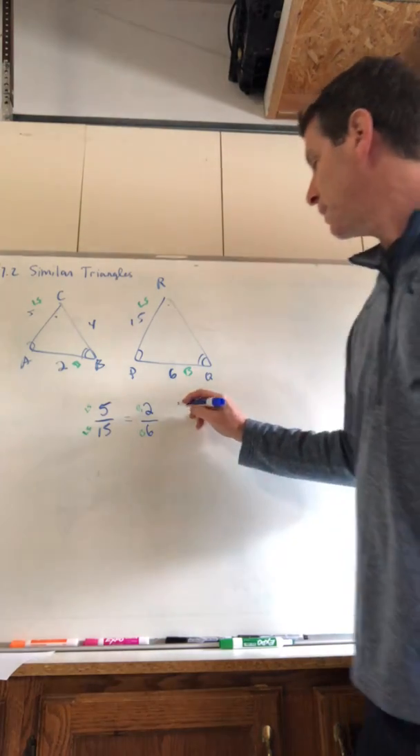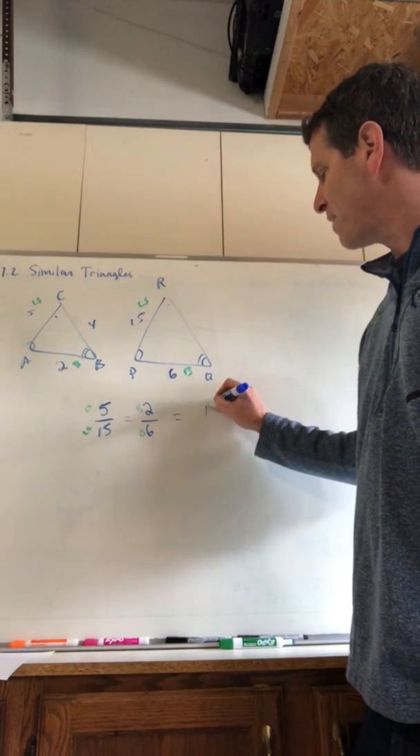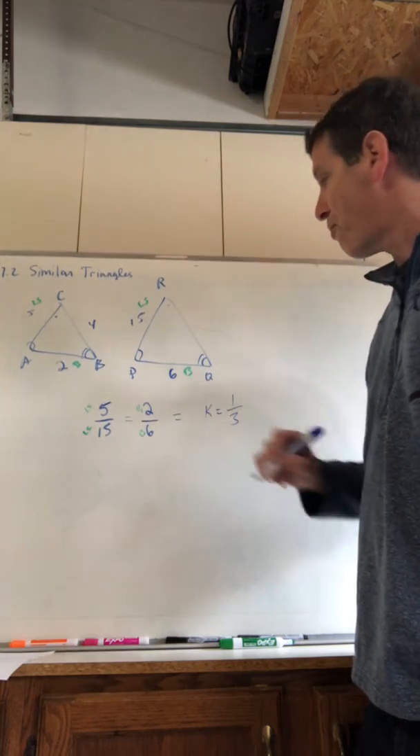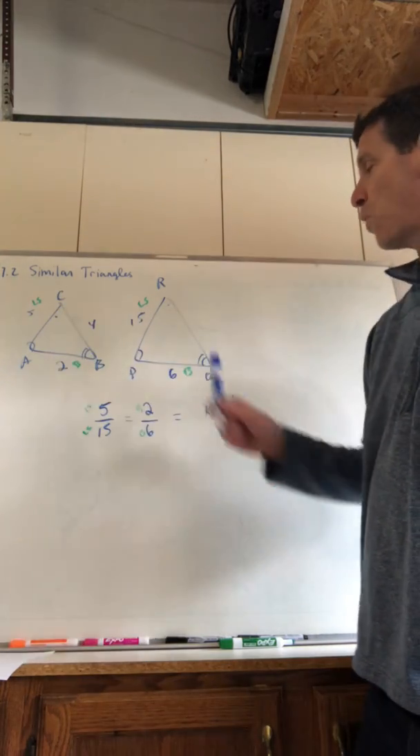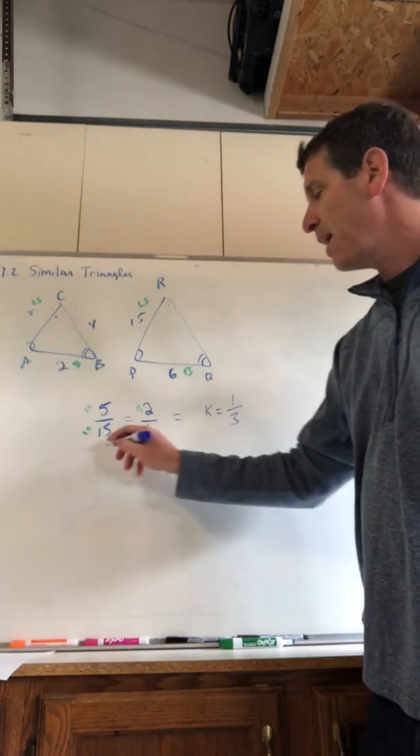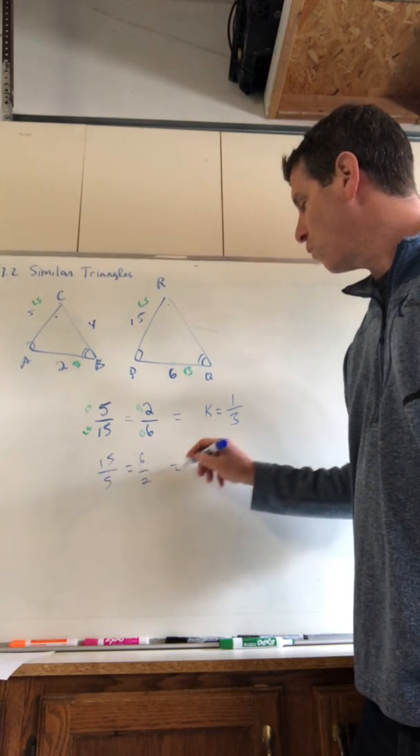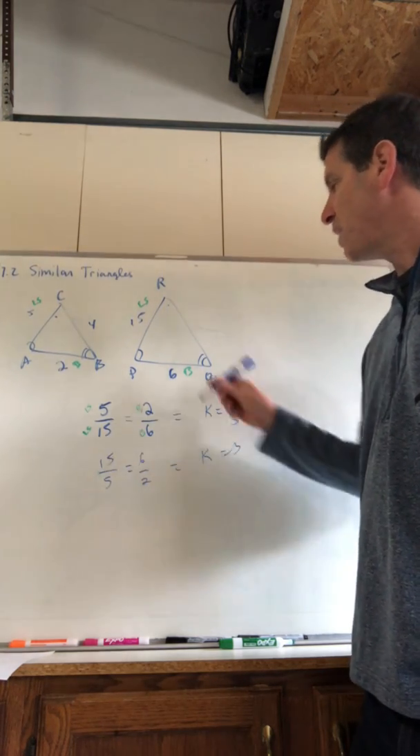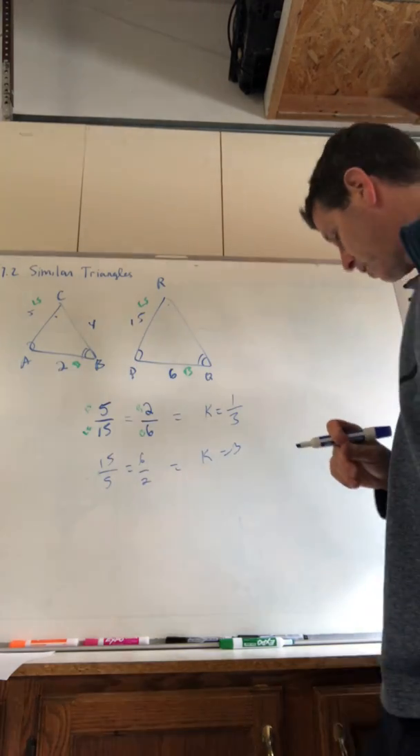And in this case, we don't know the third side, but just using those two sides, we can see that we have a scale factor of 1/3 in lowest terms. That tells us that this triangle is 1/3 the size of this triangle. And of course, if we did it the other way around, we would get a scale factor of 3, telling us that this one is 3 times the size of this triangle.